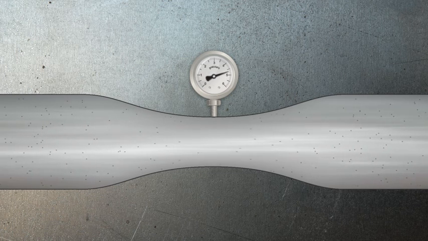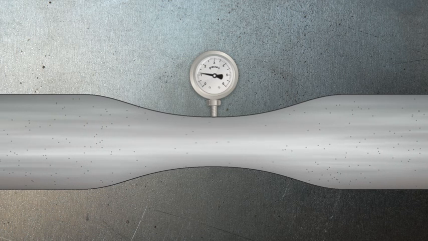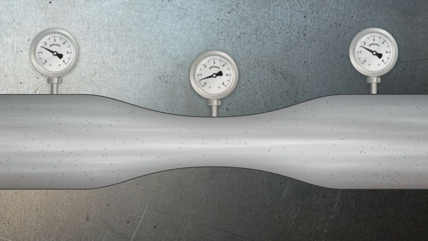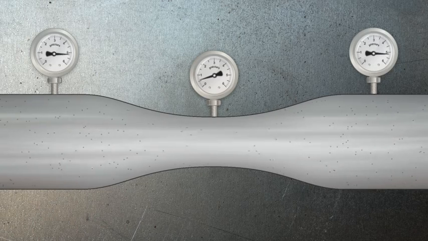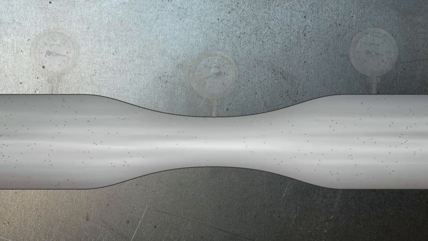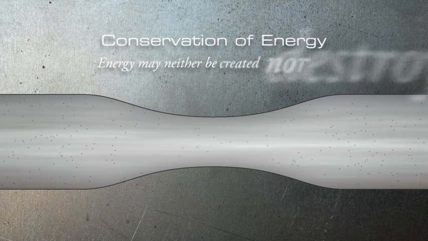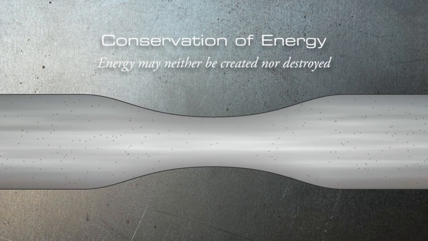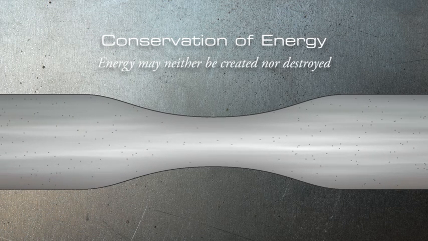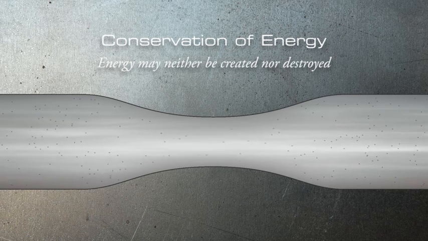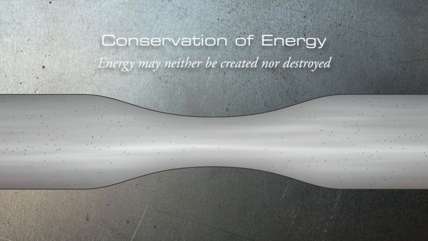As the pipe narrows, the speed of the flow goes up and the pressure goes down. When the pipe widens, the fluid flow slows down and the fluid pressure goes up. Bernoulli's principle is a consequence of the conservation of energy. The law of conservation of energy states that energy may neither be created nor destroyed, but takes on various forms.